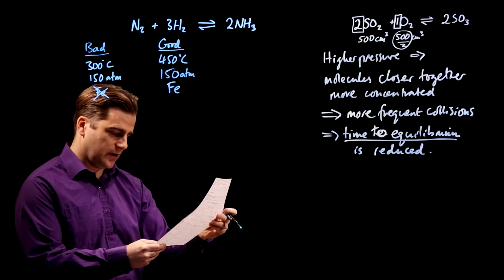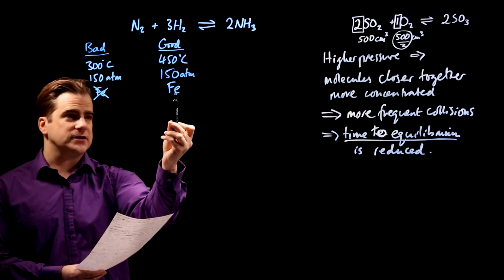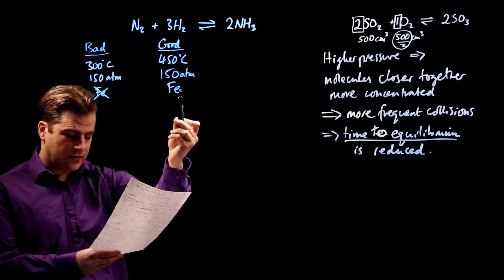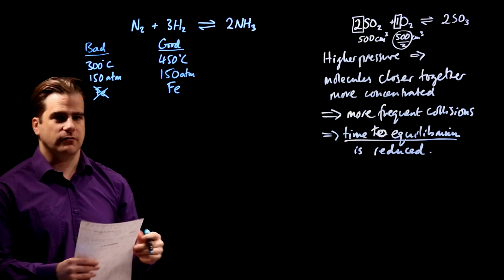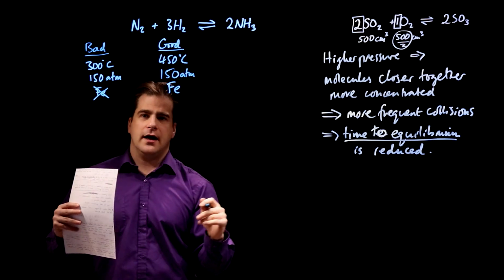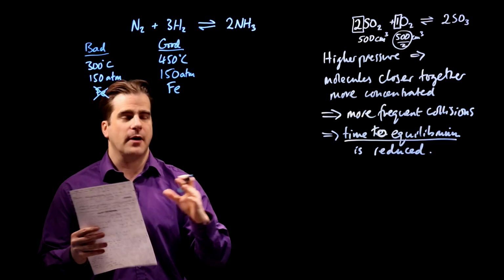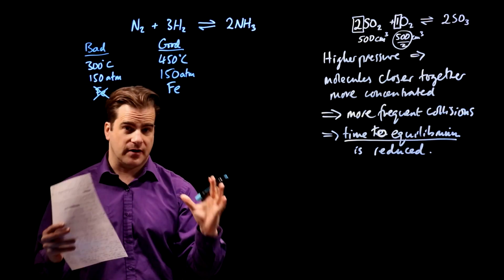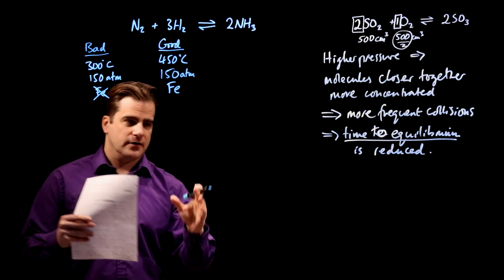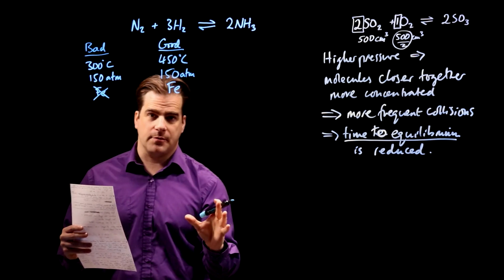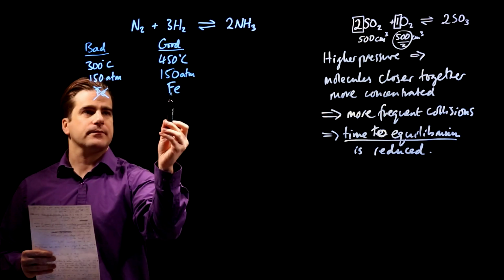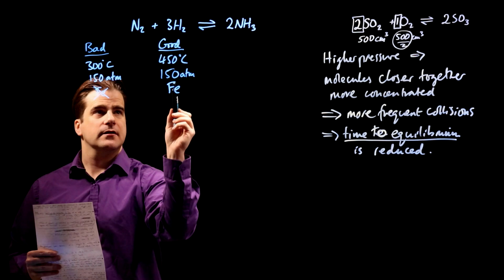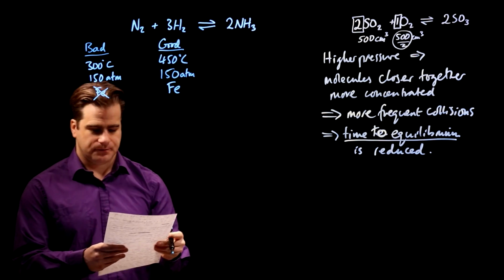So the question was, explain why these conditions, the ones that are actually used, are better than these conditions for 6 marks. Right, so you need to know how it's all about position of equilibrium and changing pressure and temperature, okay? So very important, learn this, it will come up in your exam. Right, so let's start with a catalyst. Why is it good to have a catalyst?